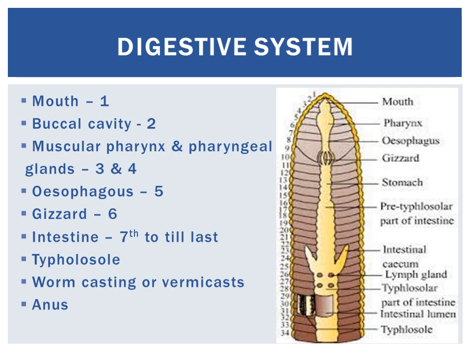Then the gizzard leads to the intestine. The intestine commences from the 7th segment and continues till the last segment. Can you watch this intestine there? The dorsal side of the intestine consists of some foldings. These foldings are known as typhlosole.